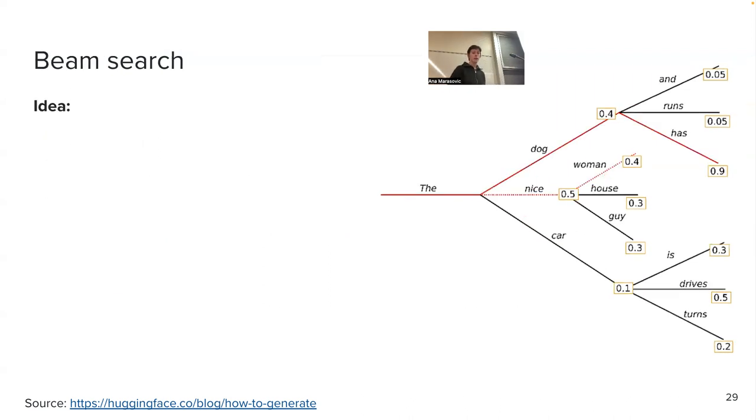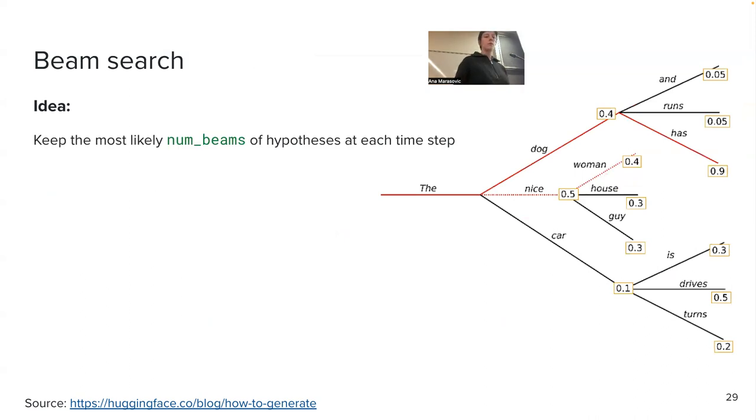So an easy alternative is to keep the most likely num beams of hypotheses at each time step. Num beams is the number of beams you want to keep. Let's say the num beams is set to 2. Then instead of taking just one highest probability word, you will take 2. So here we have dog and nice, right? Being the highest probable next words. And you are going to record both of them.